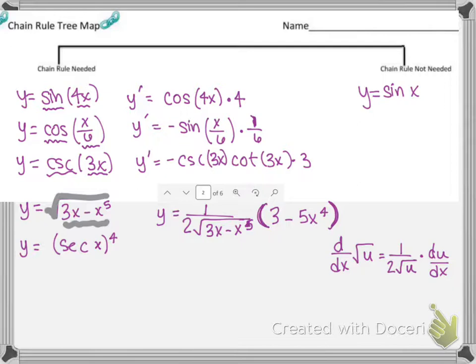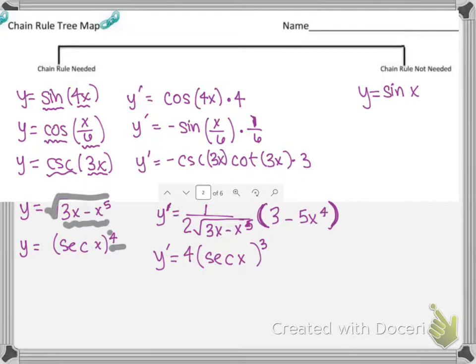Next one requires chain rule here, secant x to the 4th, because we have an outer function and an inner function. So I'm going to take the derivative of the outer function first, which is that 4th power there. Oops, I forgot a prime here on the last problem. The 4 comes to the front, and I have a new power of 3. And then the inner function, secant x, remains unchanged.